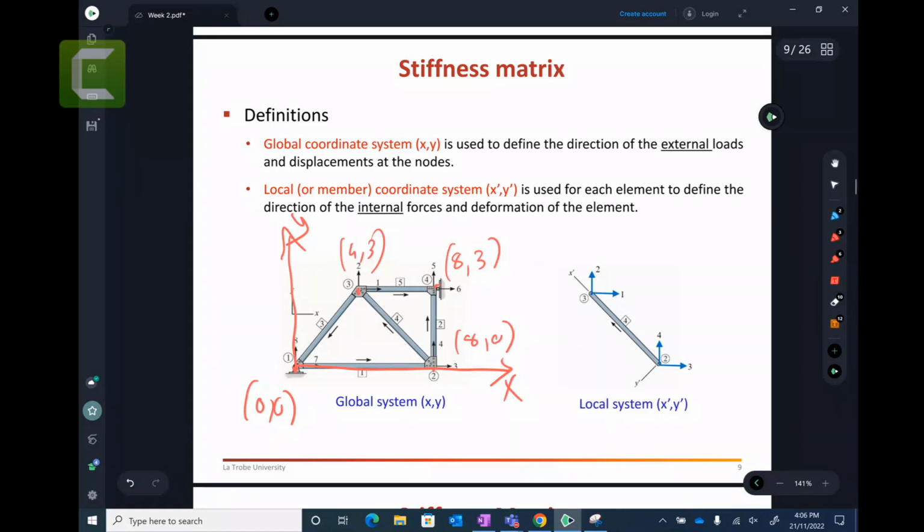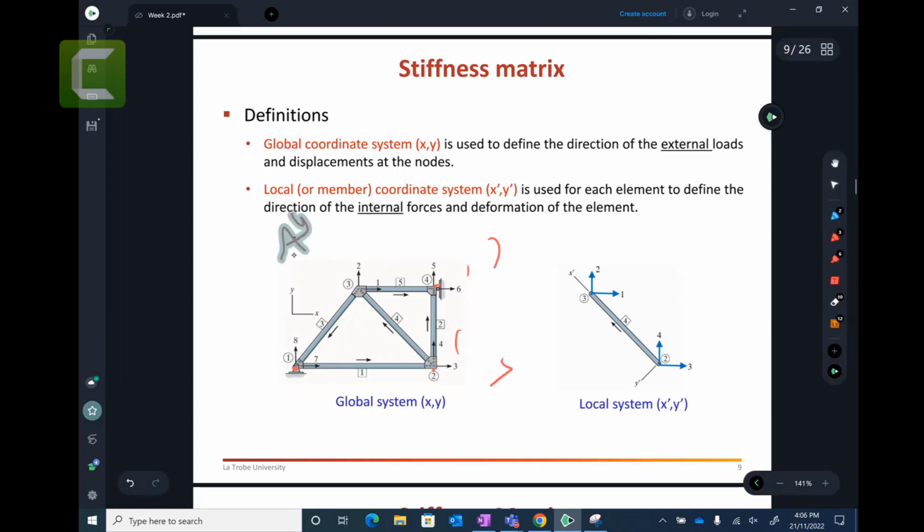So you can have a 0, 0 somewhere. And then with the 0, 0, all the nodes have their coordinates based on that 0, 0. So that is your 0, 0 system. That is called the global system.